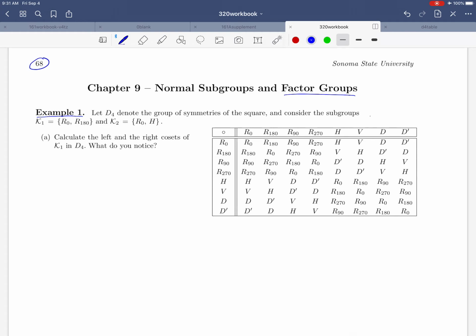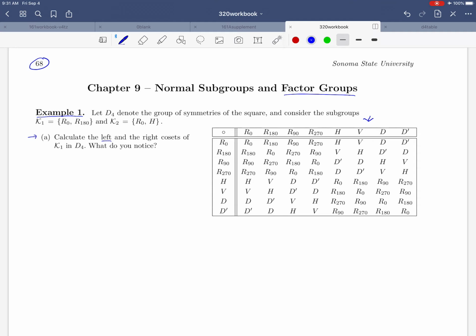Okay, and you'll notice that we've got a Cayley table for D4 sitting here that might help us with some of our calculations. What I'd like to do in this video is to do half of part A here. It asks us to calculate the left and the right cosets of K1, the first of those two subgroups in D4. We're just going to calculate the left cosets in this video. Now before we do this, let's think a little bit. It's been a couple of chapters since we talked about cosets. So how many left cosets would there be of K1 in D4?